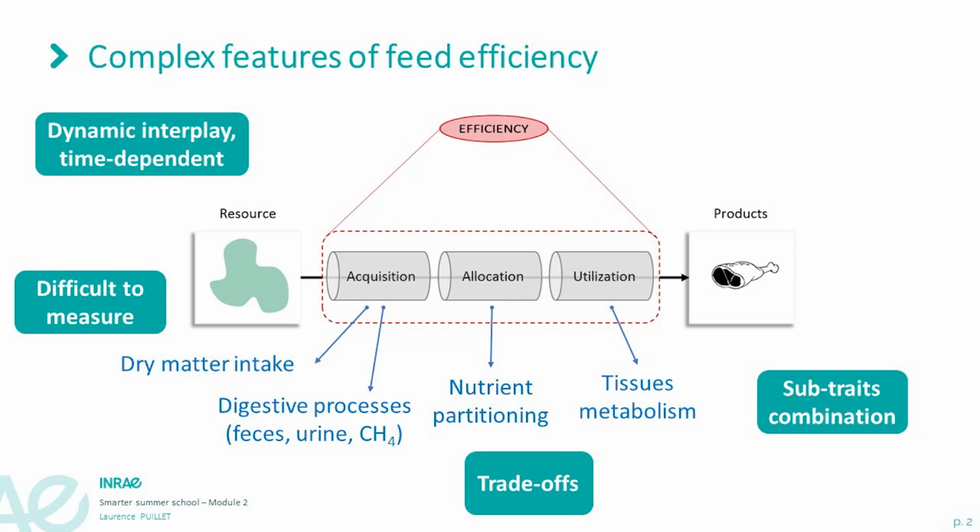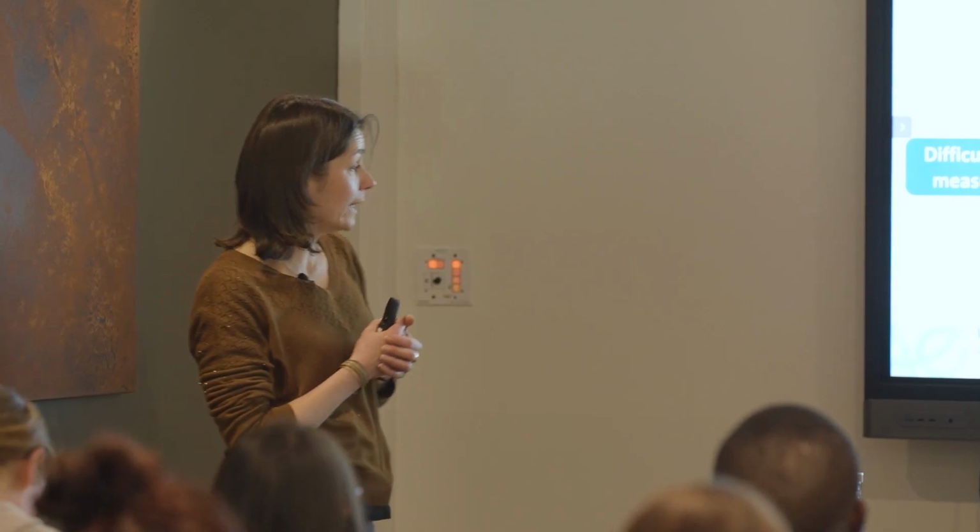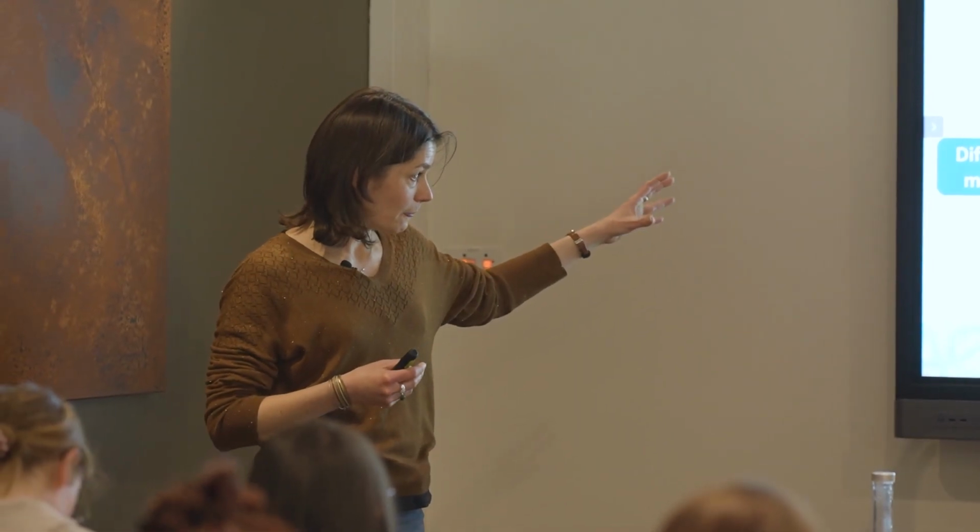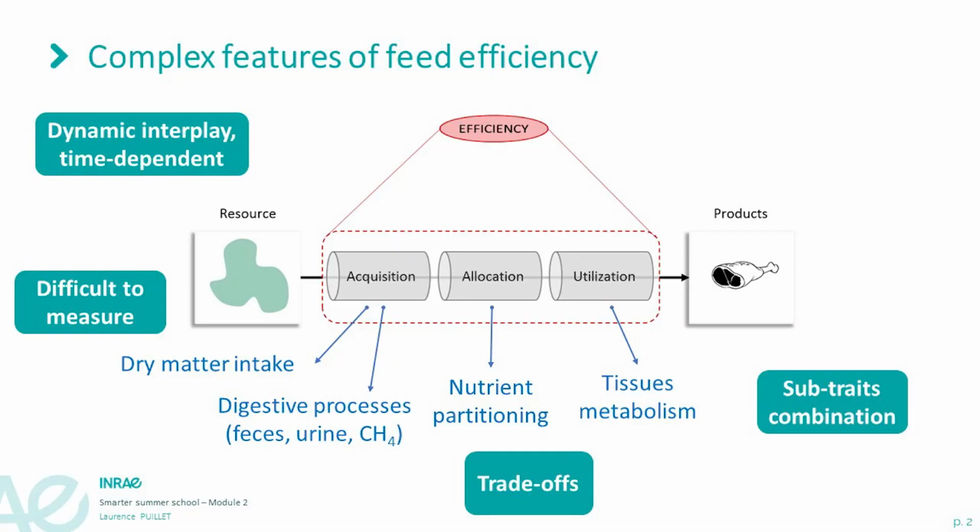But I'm a nutritionist. My background is more in nutrition than genetics. Feed efficiency, the whole transformation process, is also the result of a lot of different physiological sub-processes. Because once the animal intakes some dry matter, you have all the digestive processes, which are more complicated in ruminants, because the rumen is a very important organ, and you may have different efficiency at this level, digestive efficiency, mainly.